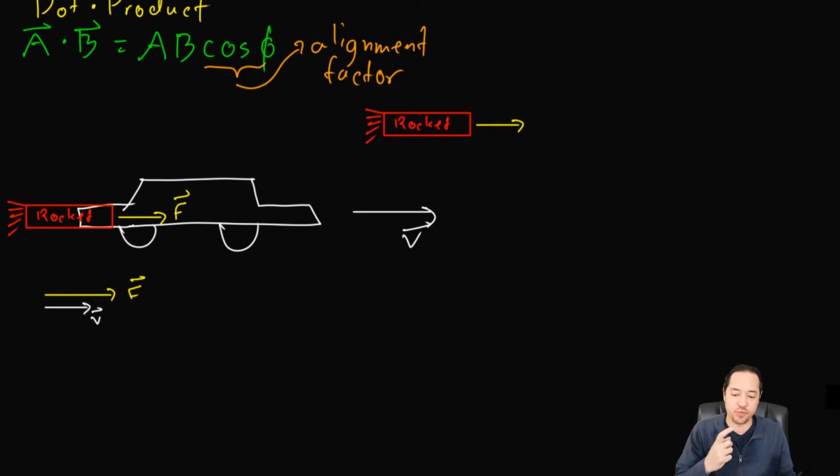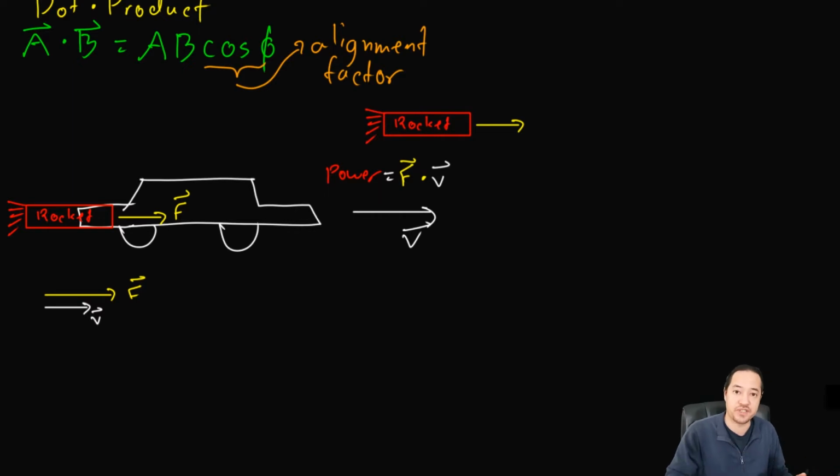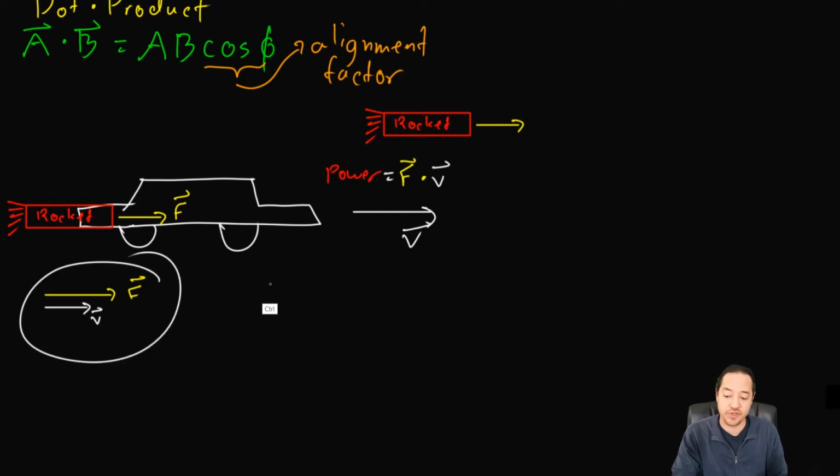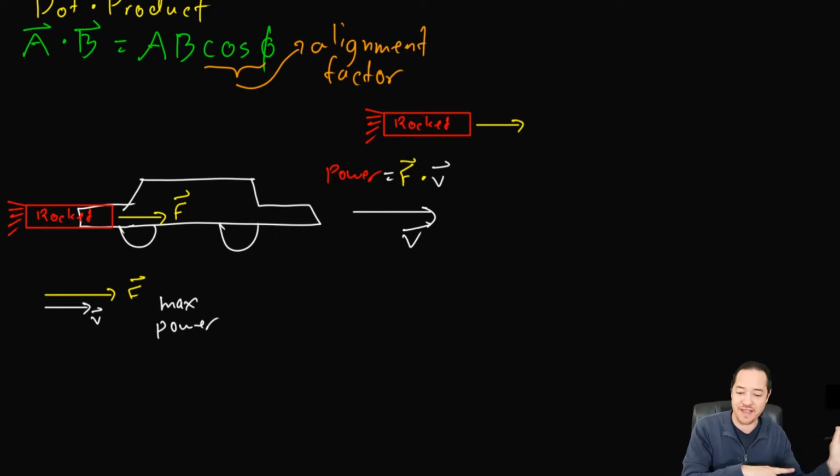Now in this case, if we do this operation, if we do force dotted with velocity, it turns out that this is equal to a physical quantity known as power, right? This is a real thing. Power is the force dotted with velocity. So when we look at this first example here, when they're both moving in the same direction, we're going to intuitively get the maximum amount of power that we can out of the rocket into pushing our car faster and faster. We're getting the biggest possible boost that we can get out of this rocket.